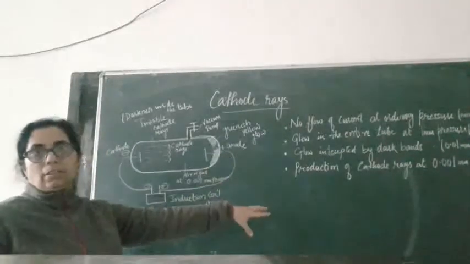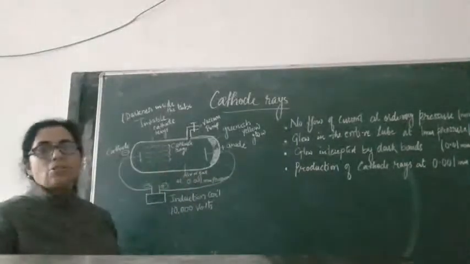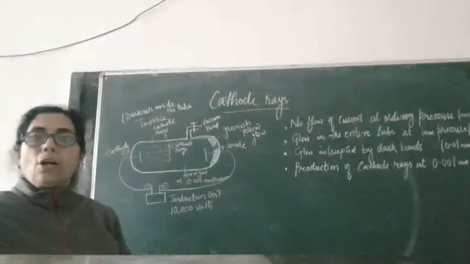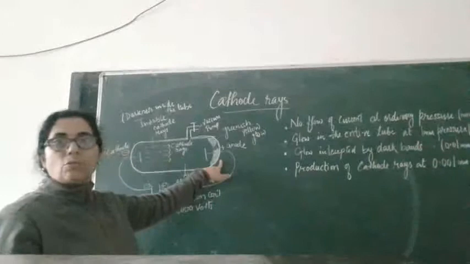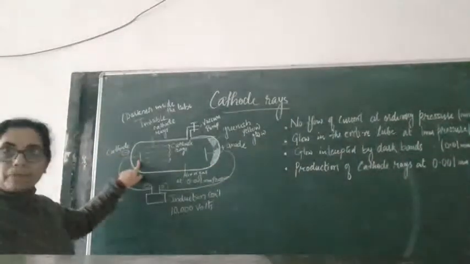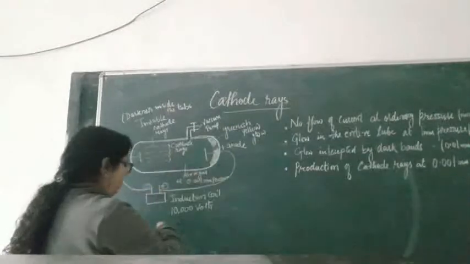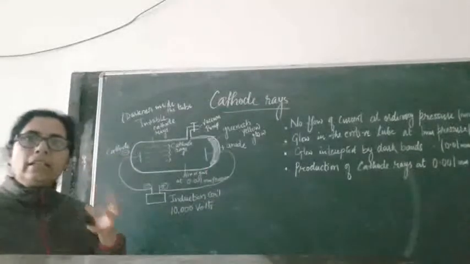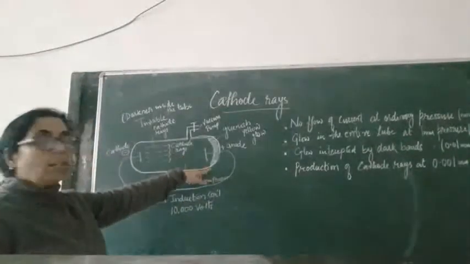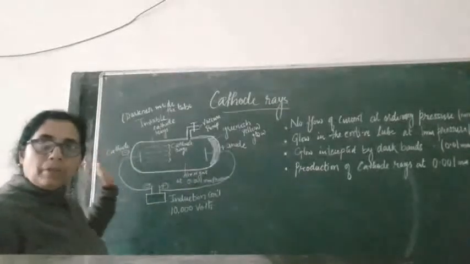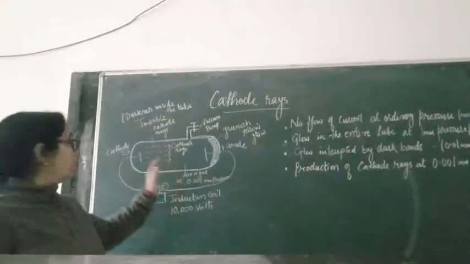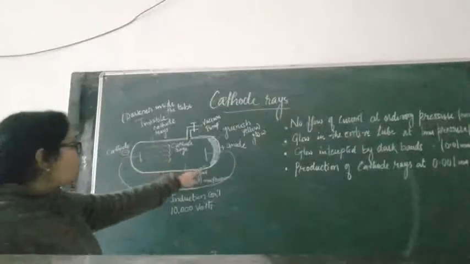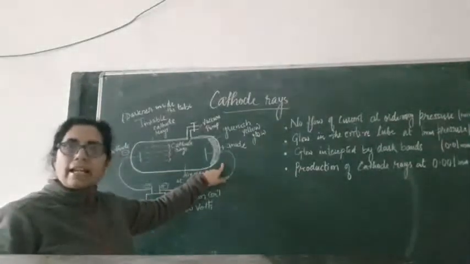At this pressure, it was found that the whole discharge tube was dark. Complete darkness was there in the discharge tube, but at the end opposite to where the rays were forming, that is the anode end, a very fluorescent, greenish yellow glow was seen. The rays were coming from the negative end, the cathode, and the glow was seen on the positive end, the anode.